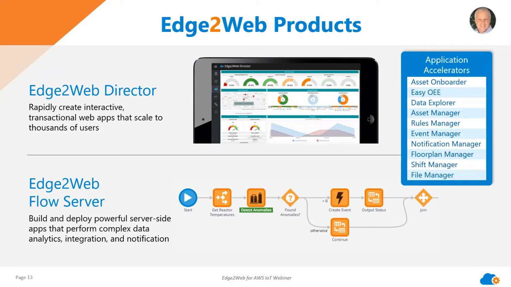In addition to Director and Flow Server, Edge2Web provides a growing portfolio of application accelerators. These powerful components provide pre-built functionality that's common to many industrial applications, including functionality to browse asset hierarchies, implement custom shift patterns, detect out-of-band operating events, and notify support teams before small problems become big problems. We provide these app accelerators at no charge with royalty-free distribution rights with full source elements so you can easily customize them to fit your needs.